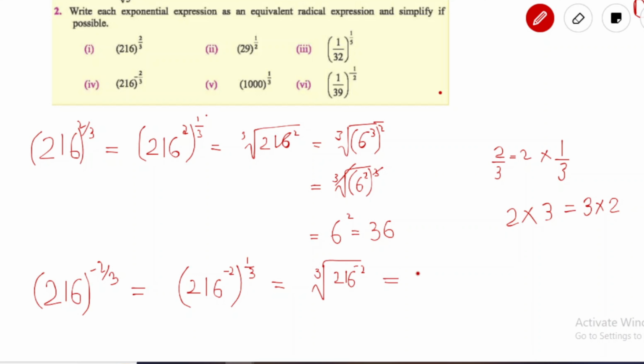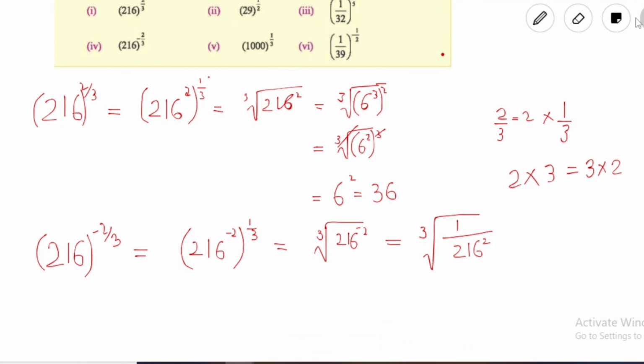We do know that this 216 has the negative power. So to make it positive, every time you have a negative exponent, you can make it positive by simply moving it. If it's in the numerator, move it to the denominator, and if it's in the denominator, move it to the numerator. That's it. So that's 216 to the power 2. Now that's simply the exponent form of 216 raised to the power minus 2 over 3.